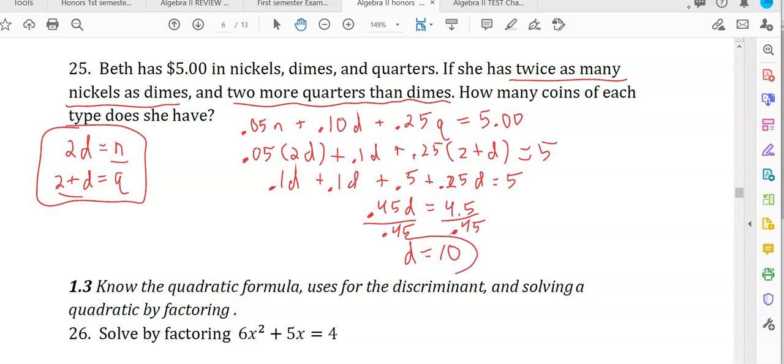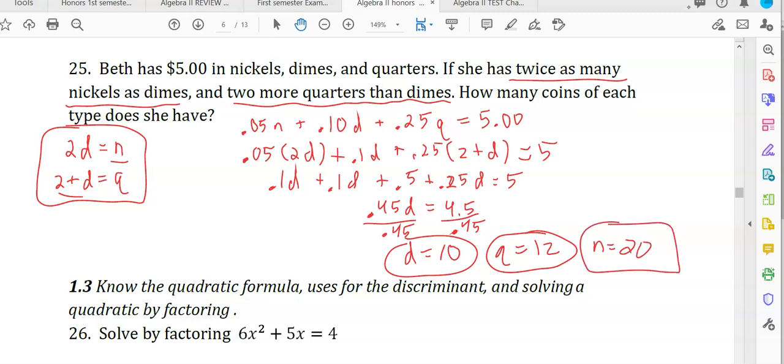So we have 10 dimes, which means quarters would equal 2 more than that. So dimes plus 2 would be 12. And nickels would be 2 times whatever dimes is. So nickels is going to be 20 nickels.